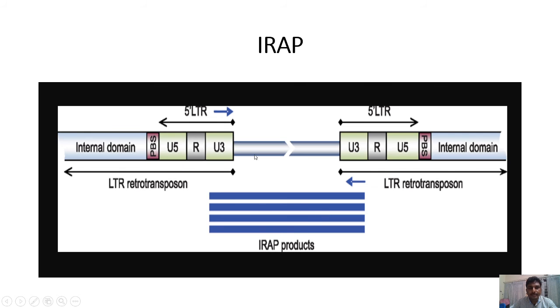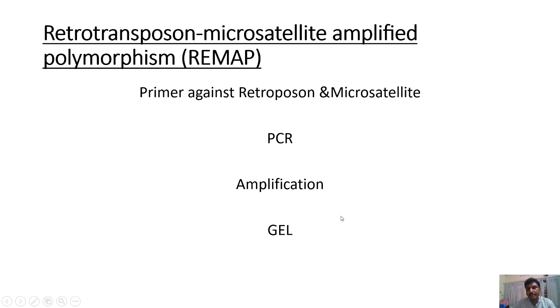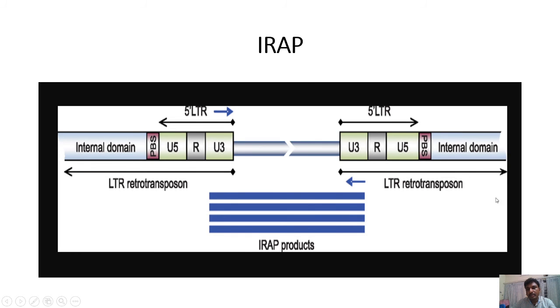So if two retrotransposons lie adjacent to each other, that means within around 0.1 to 10 kb, then only those regions will get amplified, others won't. Within one genome itself, you will get many IRAP products, and these products contribute to the pattern of that particular individual. So this IRAP pattern may be different from the IRAP pattern of another individual. So this IRAP can be considered as a molecular marker.